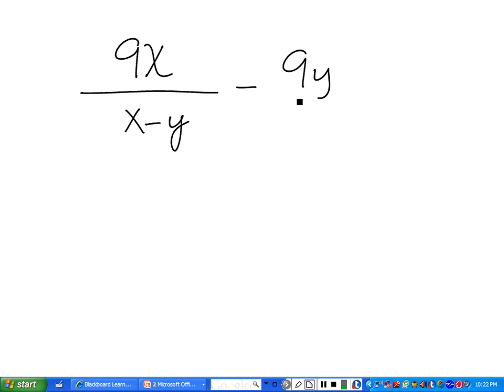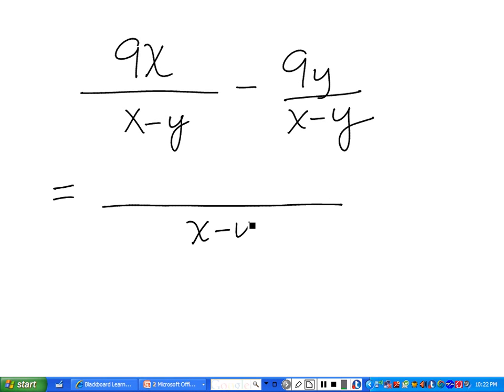Okay, let's try 9x over x minus y minus 9y over x minus y. So we're subtracting fractions, and if you notice, the denominators are already the same, so no need to find the LCD. The LCD is already given to us. It's x minus y. We only need to combine the numerators. So we have 9x minus 9y.